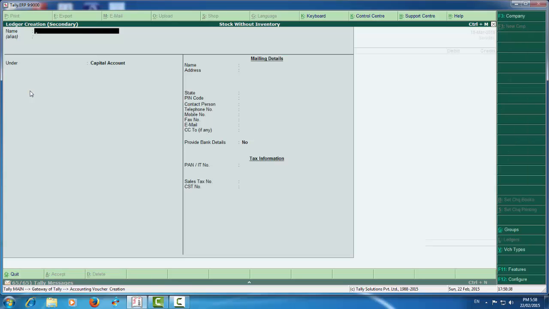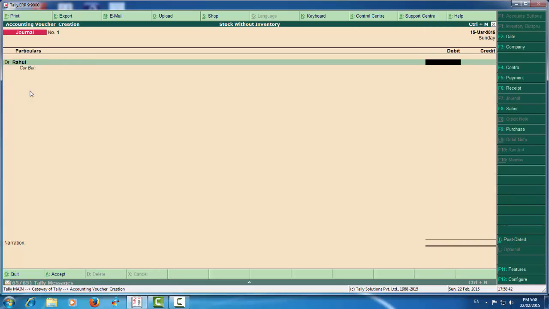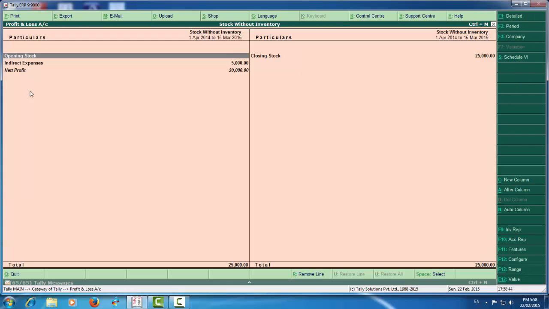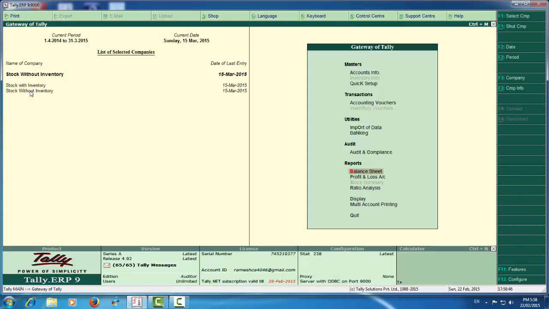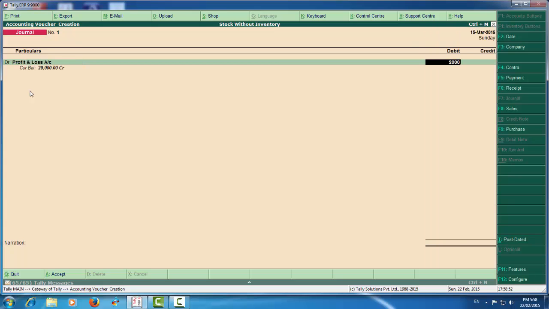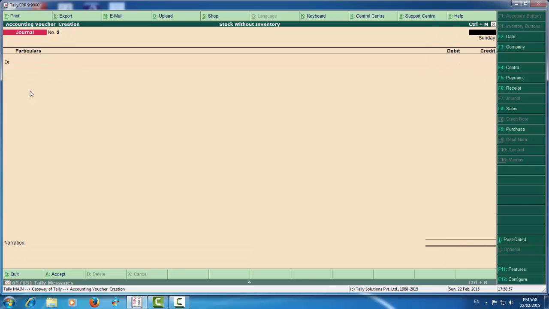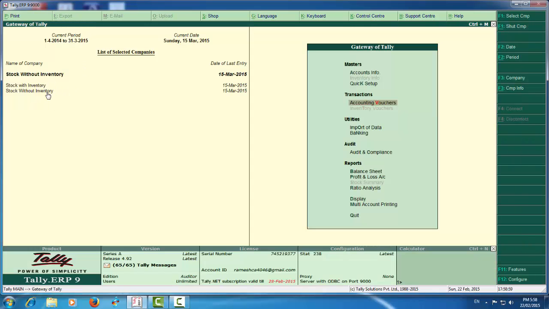F7, Rahul capital. We will transfer 20,000 profit in the Rahul capital account. Now we want to merge these two companies into one group company.